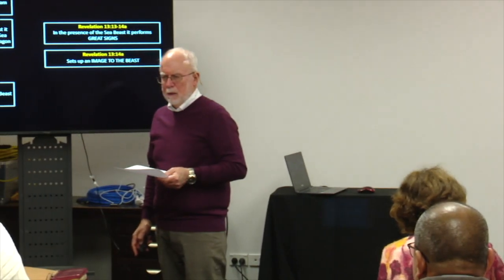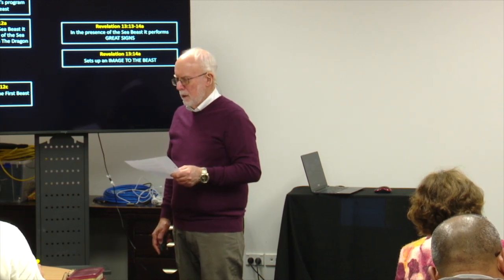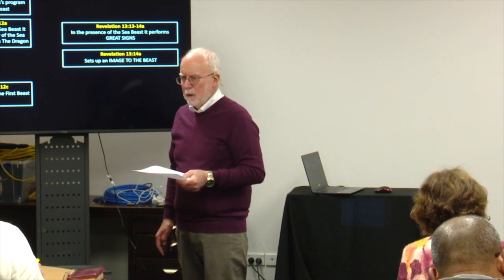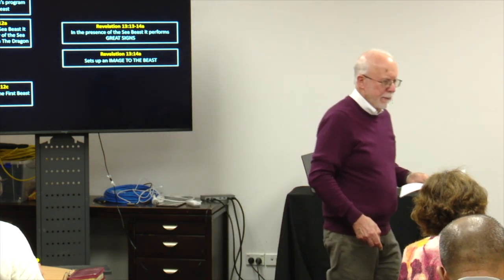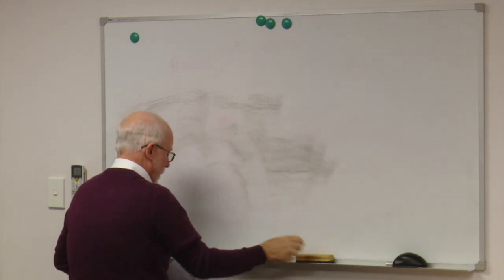You following? So it exercises the authority of the first beast in its presence, and what does it do? It performs great signs, even making fire come down from heaven in front of people. And what are the signs for? What do the signs do? To deceive. They're deceptive. The fire from heaven is deceptive. And what's the point of the deception? Now read scripture. Just read the words. Worship the image. Yeah.